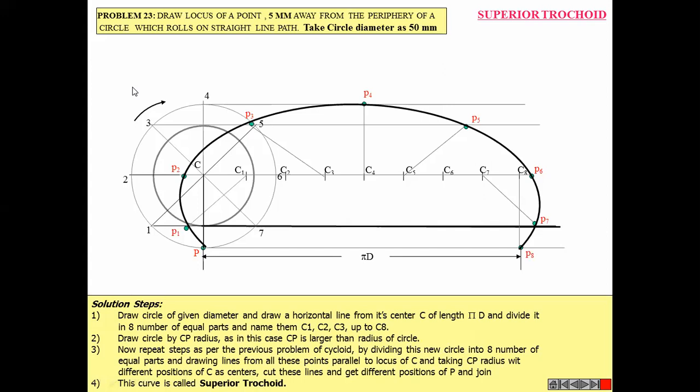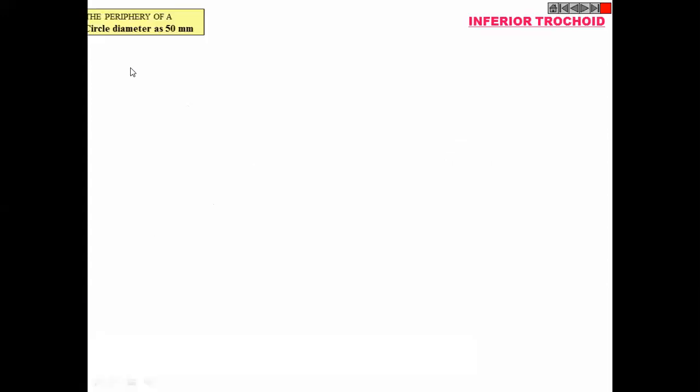Is there any doubt in this arc part? No. Okay, thank you. So now what we will do, we will take the third case, that inferior trochoid. See, the procedure is ditto. There is nothing changed. What will change is the position of P. That's it. That we will see. Everything will remain same.